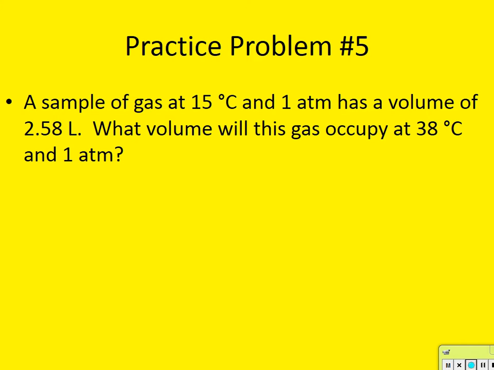Okay, when I approach a problem like this, there's a lot of information given, isn't there? What I always like to do is underline what they give us. Okay, they gave us 15 degrees Celsius, 1 atmosphere of pressure, and the volume was 2.58 liters. And then it's going to change things on us. We're going to increase the temperature, and it gives us 1 atmosphere again.